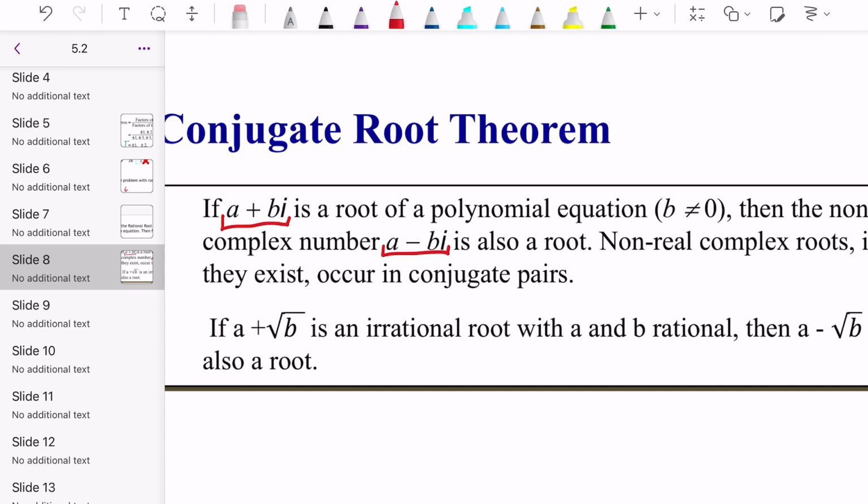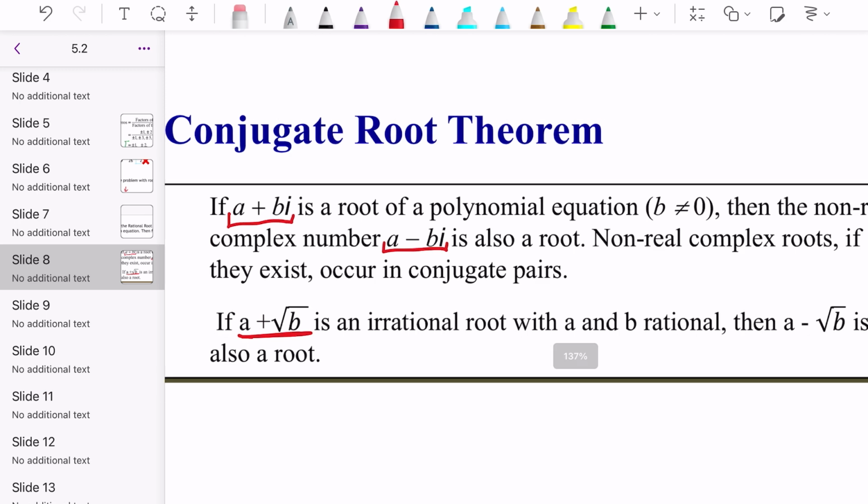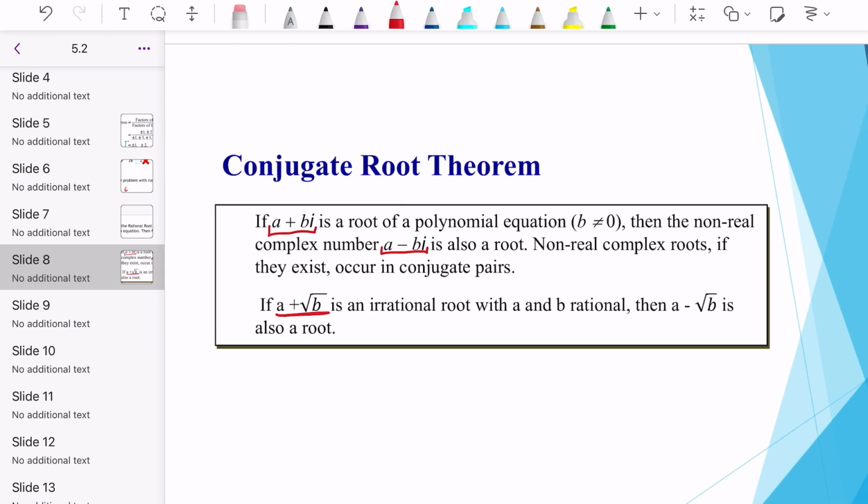Now, the same way that it works with bi, using i as our number, you can also work the exact same way with a square root. If we take a look at the second line, it says if a plus the square root of b is an irrational root, then a minus the square root of b is also a root. Let's go ahead and take a look at slide 9.